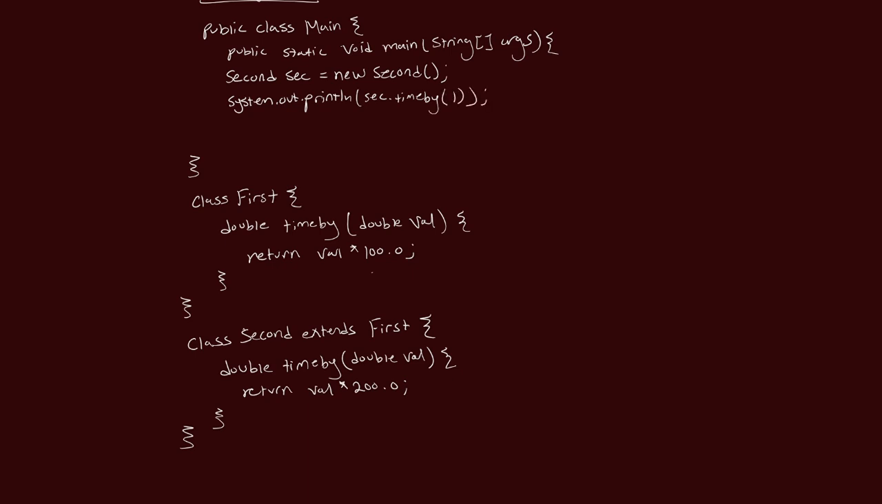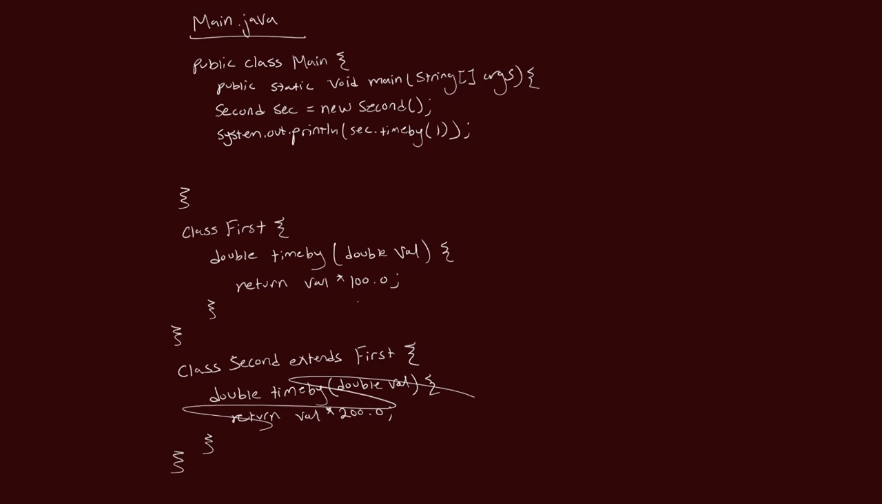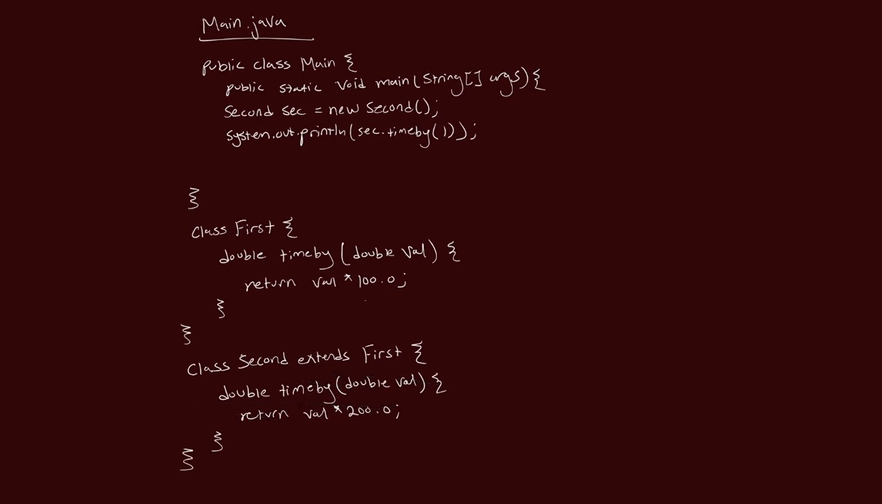All right, so now let me tell you, which one's going to be called, this one or this one? Well, the answer is it's going to be this one that's called, because this is overwriting this method. If we were to just remove this method, then it would have been this one that's being called, because recall we're extending our first class object. So all of this content is technically stored inside our second class. But if we were to include this, it overwrites this one.